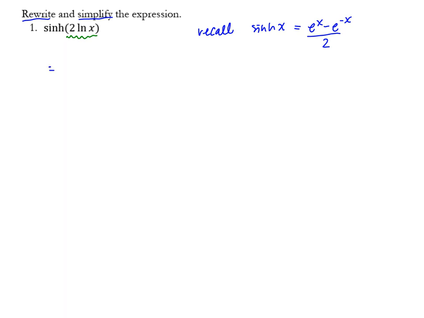So this is the same thing as e to the 2 natural log of x minus e to the negative 2 natural log of x divided by 2. To simplify this, we'll need some properties of logarithms.